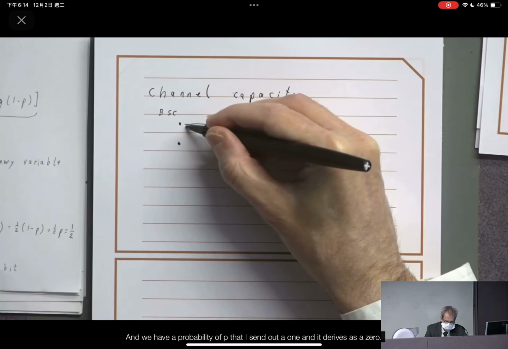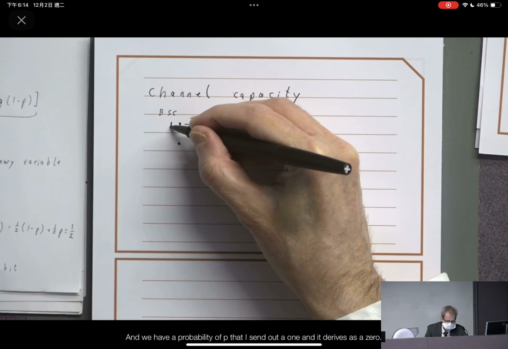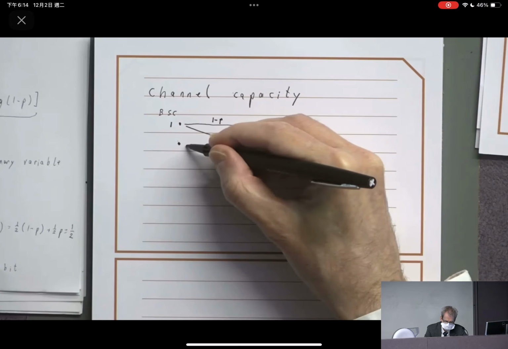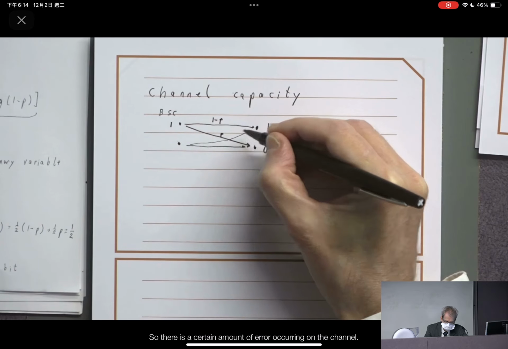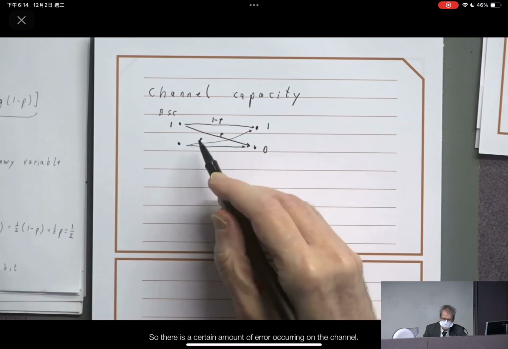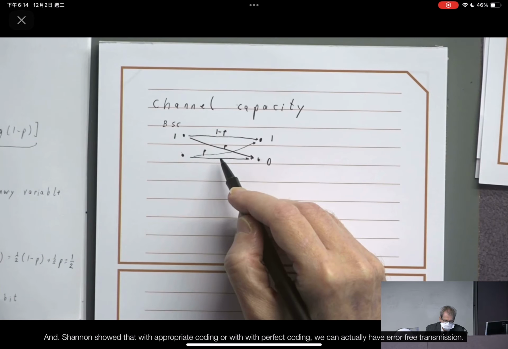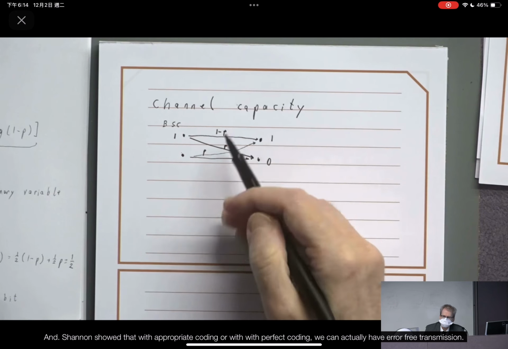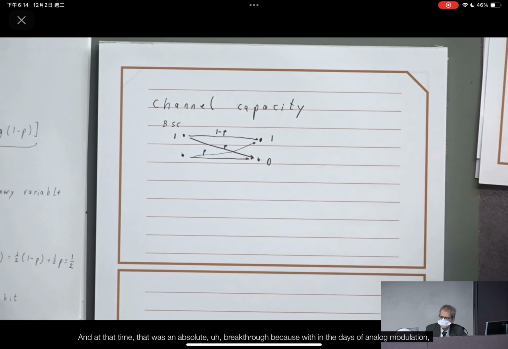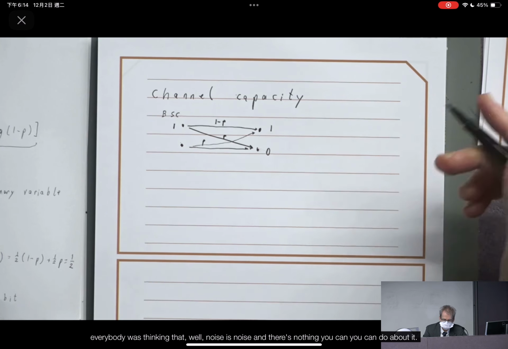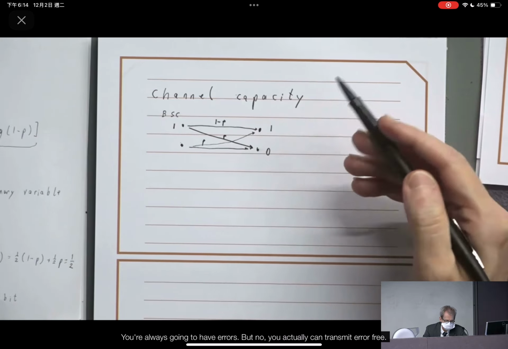And we have a probability of p that I send out a 1, and it arrives as a 0. And of course 1 minus p that it arrives as a 1. And so there is a certain amount of error occurring on the channel. And Shannon showed that with appropriate coding, or with perfect coding, we can actually have error-free transmission. At that time, that was an absolute breakthrough, because in the days of analog modulation, everybody was thinking that noise is noise and there's nothing you can do about it. You're always going to have errors, but no, you actually can transmit error-free.